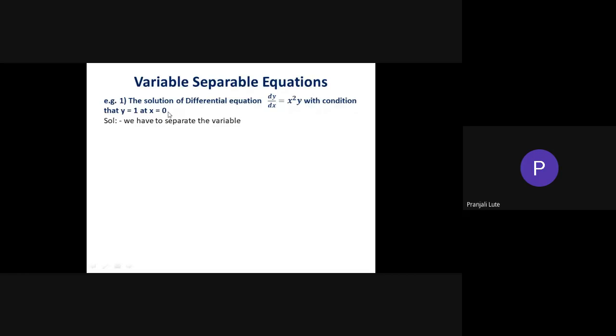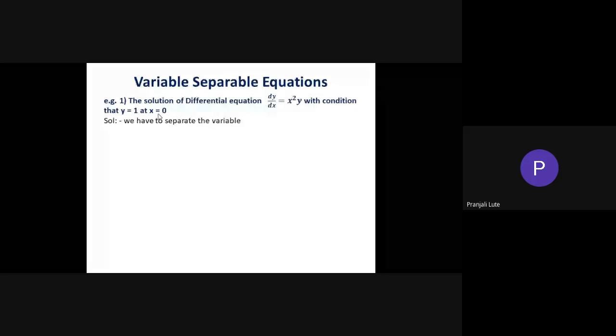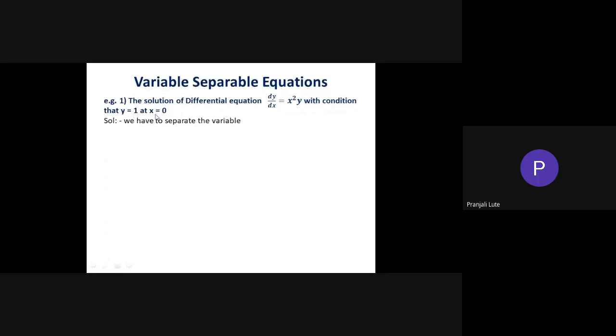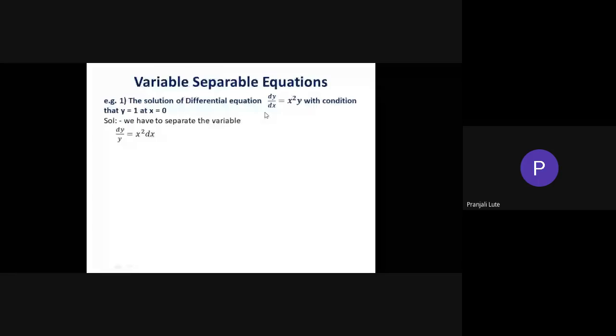First of all, I will tell you what is the use of the initial condition. y equal to 1 at x equal to 0 are the initial conditions. The use of the initial condition is to find the value of the constant C which occurs in your solution. So write down the differential equation dy by dx equal to x square y.